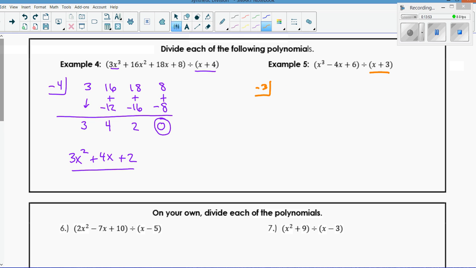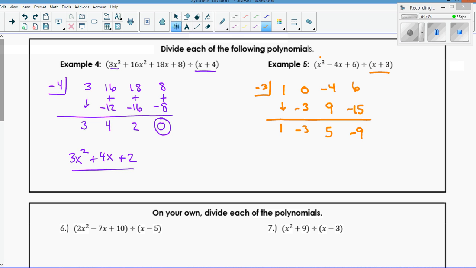Look at your coefficients. The first one is 1, but I don't have an x squared, so it's 0. I have an x, and then I have a 6. So 3, 2, 1, 0. Make sure you're always checking. Start by bringing down my 1, multiply, add, multiply again, I get 9, add, I get 5, multiply again, I get negative 15, add, I get negative 9.